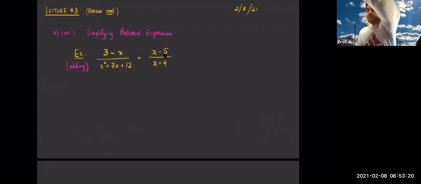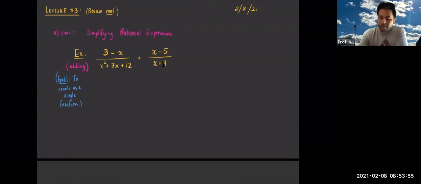So how do we proceed? What's the first step? Does anybody remember? So I should maybe specify our goal is to, again, we want to factor. And what's our goal here? Our goal for adding is to rewrite as a single fraction. So that's our goal. I want to take these two fractions and put them together into one single fraction.